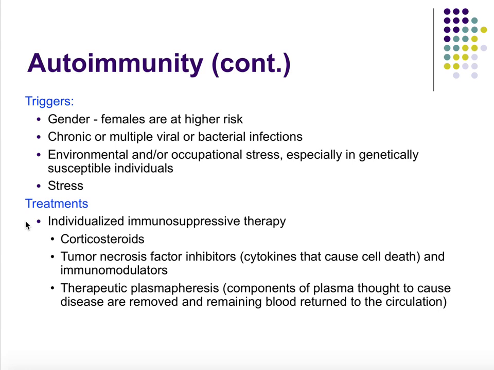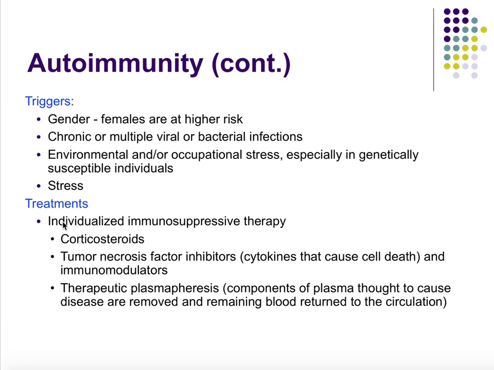So what triggers an autoimmune response? Well, gender does play a role. Females have a higher risk than males. Getting sick all the time with viral infections and constant bacterial infections can trigger an autoimmune response. Then there are environmental factors or occupational stress. Some people are just more susceptible, so they might have a genetic susceptibility. And stress plays a role because we know stress can suppress the immune system, and when we suppress the immune system, our immune cells might not work as well.